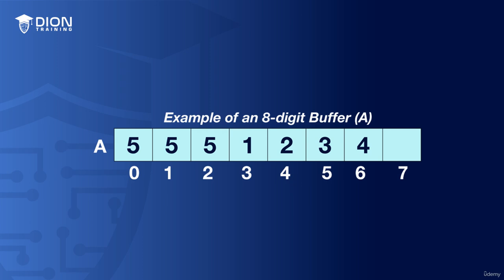So let's go ahead and store a made-up phone number of 555-1234 into our 8-digit buffer. We're going to call this buffer A. Now, when I do this, you can see that it takes up the first 7 boxes labeled 0 through 6 because computers always start counting with 0 like you learned back in your CompTIA A+ studies.